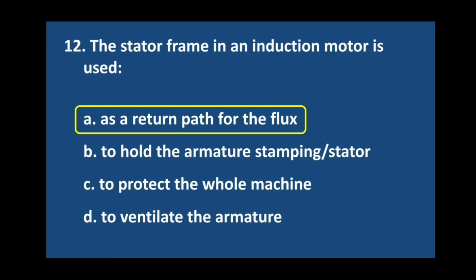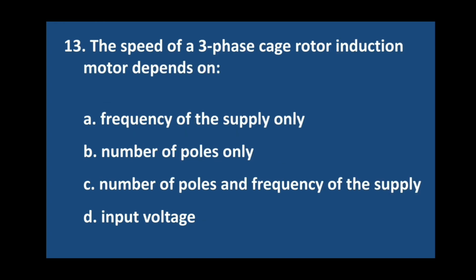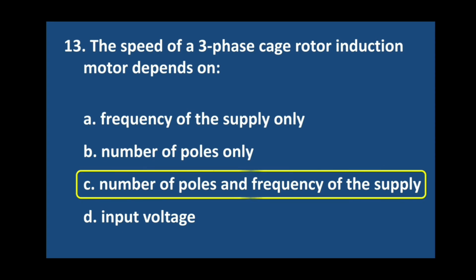Question number 13. The speed of a three-phase cage rotor induction motor depends on. Answer is option C, number of poles and frequency of the supply.